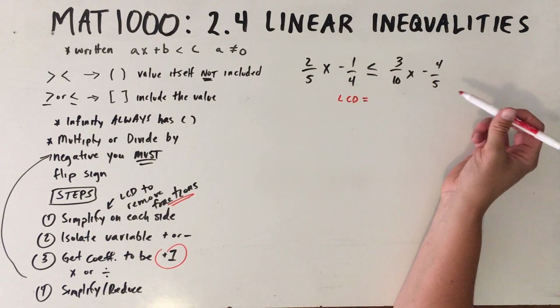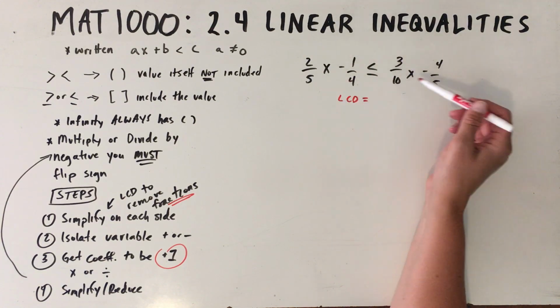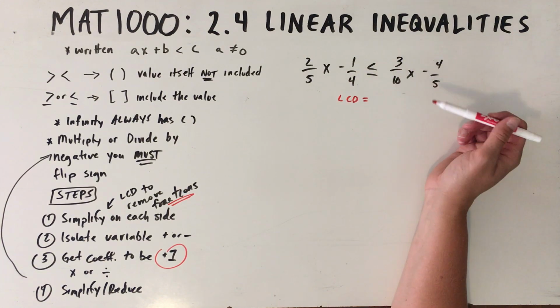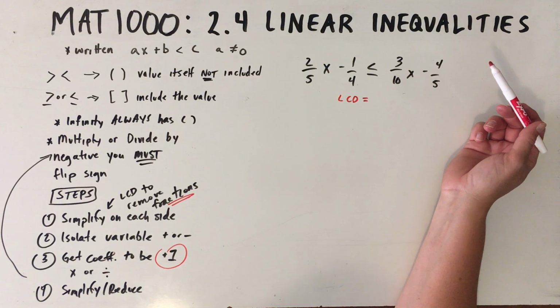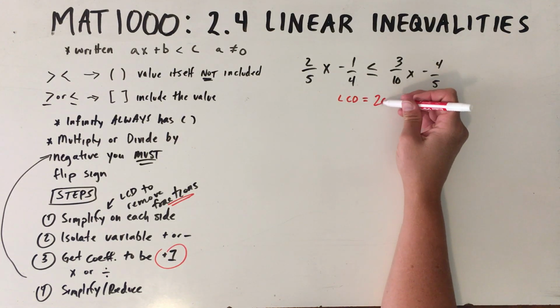My LCD is the smallest number that all these go into. Well, 10 is the biggest denominator, but 4 and 5 don't go into 10. 5 does, but 4 doesn't. So I'm going to go to my next multiple of 10, which is 20. All of them go into that, so my LCD is 20.